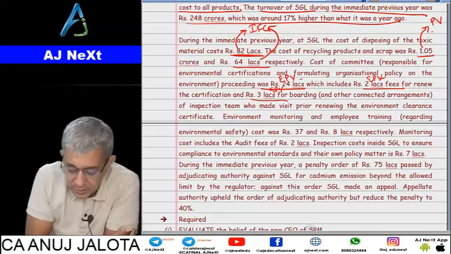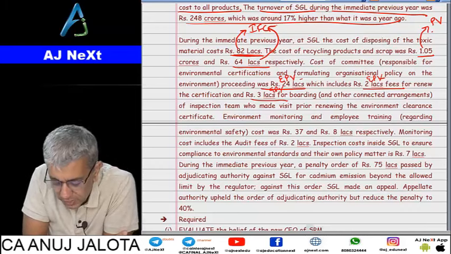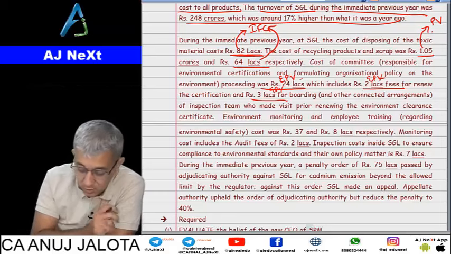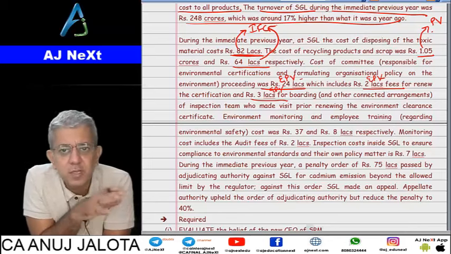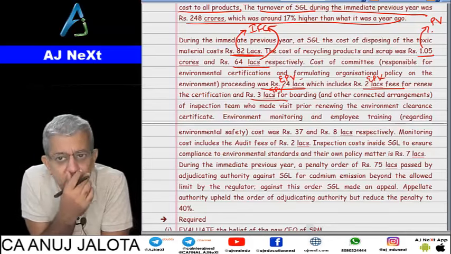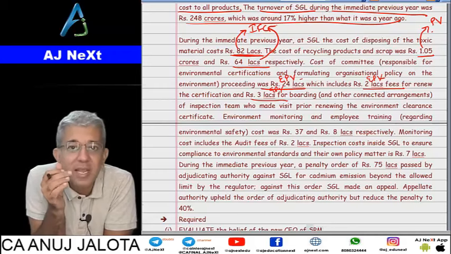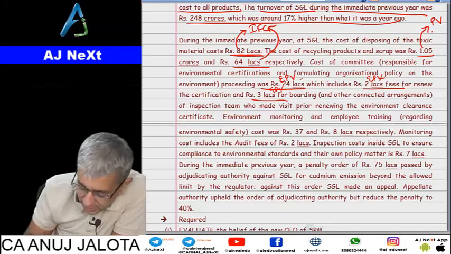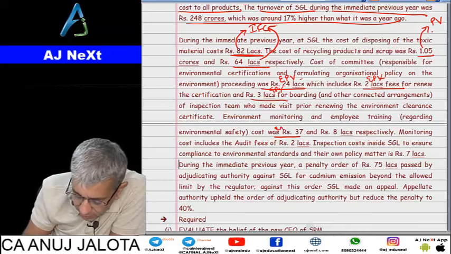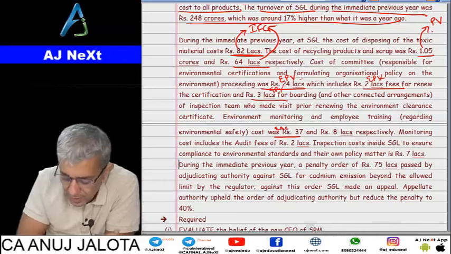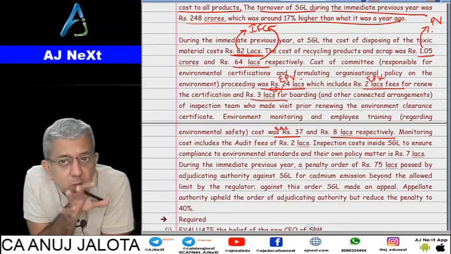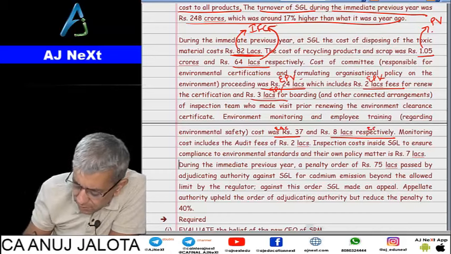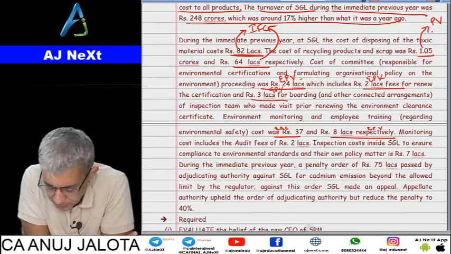Okay. Then, environmental monitoring cost and employee training cost was 37 lakhs and 8 lakhs. Now, very important, employee training cost is regarding environmental safety. So, we are concerned with that because we are trying to talk of environmental cost only. Now, monitoring happens with the activity or after the activity. So, therefore, this cost will be environmental appraisal cost. Okay. And 8 lakh rupees is training cost. If you train the employees, they will produce a product which is not harmful for the environment.